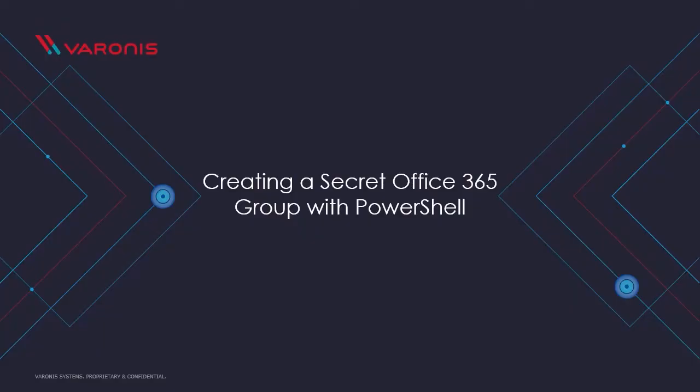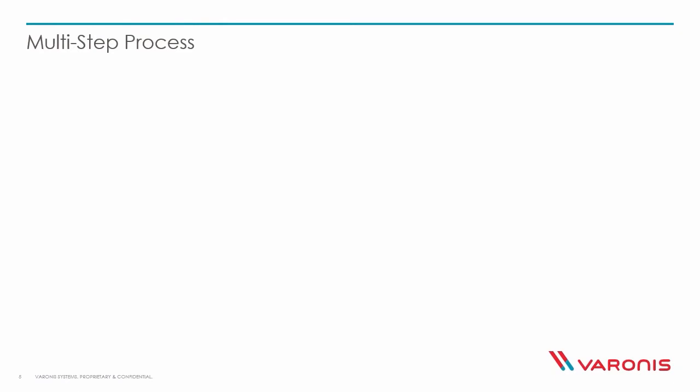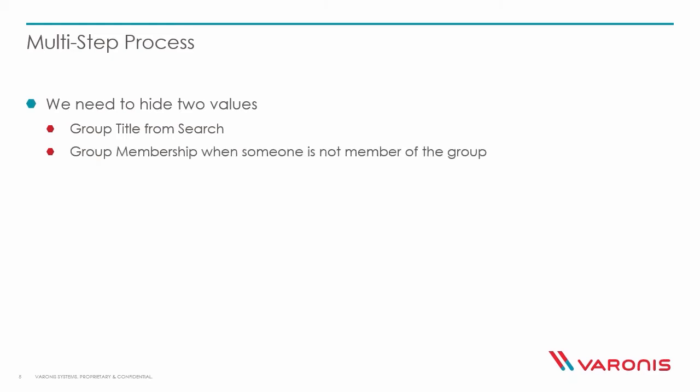Let's first look at the theory on how to create a secret Office 365 group with PowerShell. First of all, it's really a multi-step process because we need to hide 2 different things. First of all, we need to hide the group from search or from the Discover tab, and then we need to hide the group membership in case somebody, even if it's not from the search, somebody gets a direct link to that group by mistake. When they click on it, they should not see the group membership.